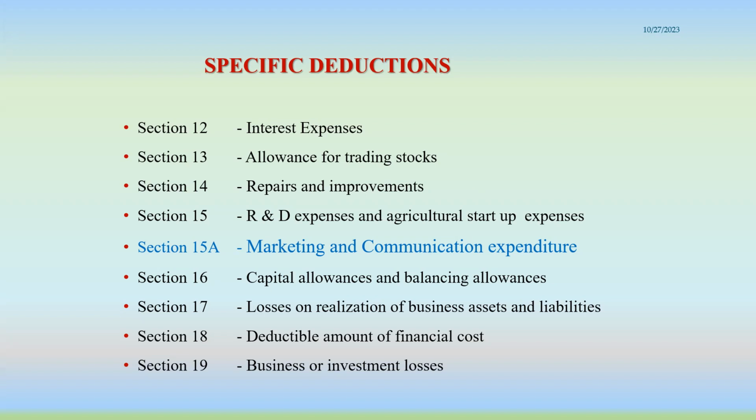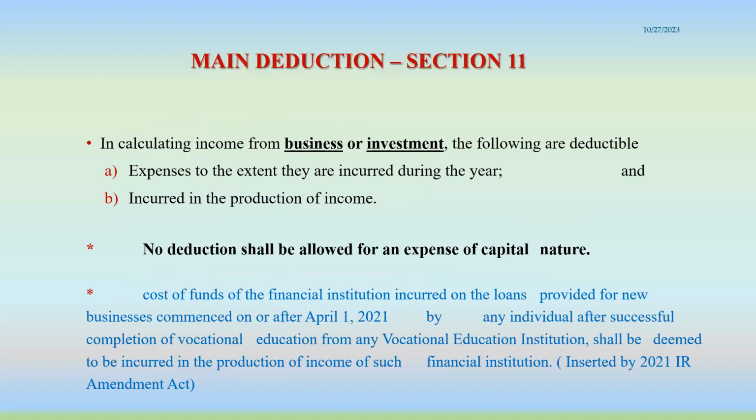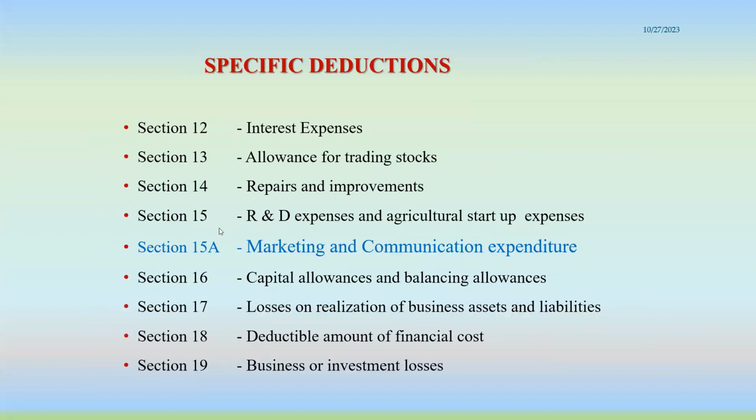For another example, research and development expenses. Sometimes we incur expenses for the research and development of the company or an individual's business purposes. We can't deduct that expenditure under section 11, even though it is incurred in the production of income. We have to apply the provisions under section 14 to check whether those R&D expenses or agricultural startup expenses are allowable for deduction or not.